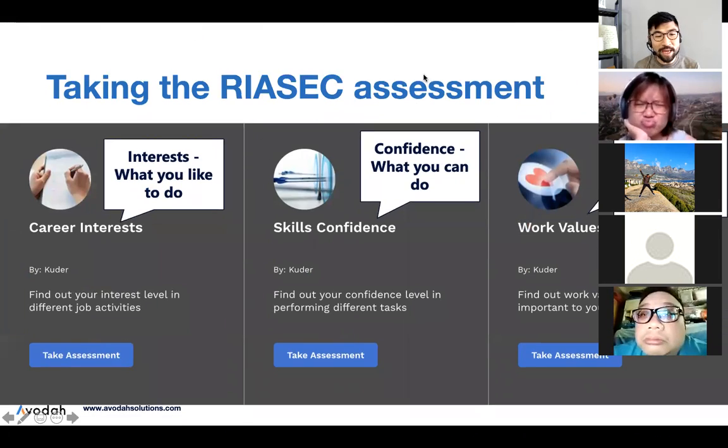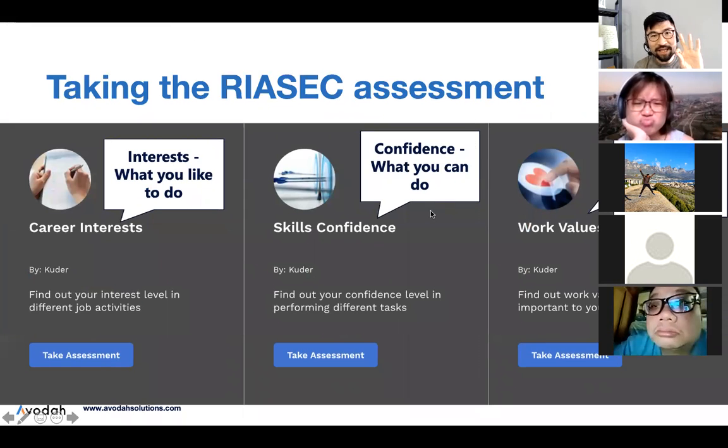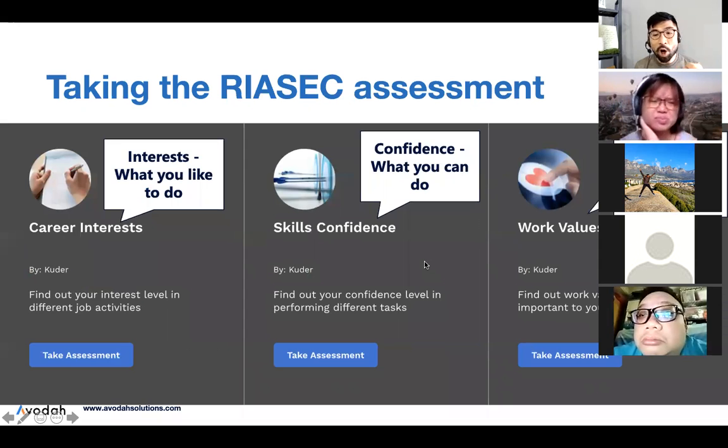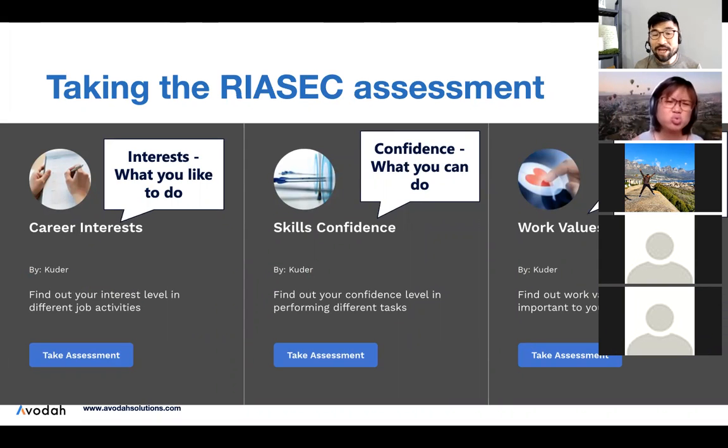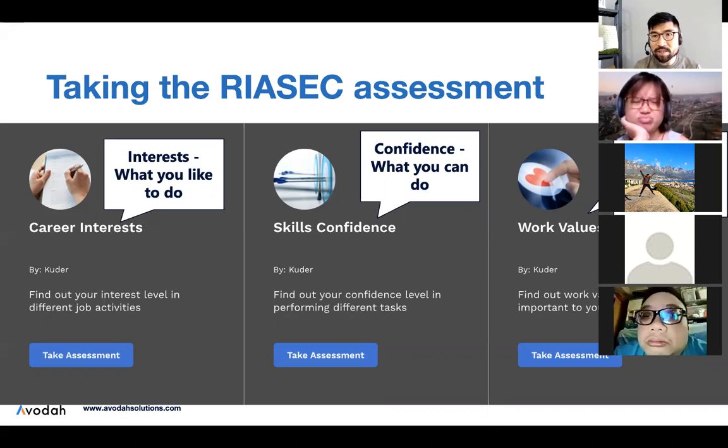Once you log in, you'll be able to take three different tests, and these three tests measure three different things, but all based on the RIASEC. The first one is your interest, what you like to do. The second is your confidence, what you can do. And the third is your values, what is important to you. Knowing these three things gives you a better understanding of yourself as to what possible roles and jobs would fit you.